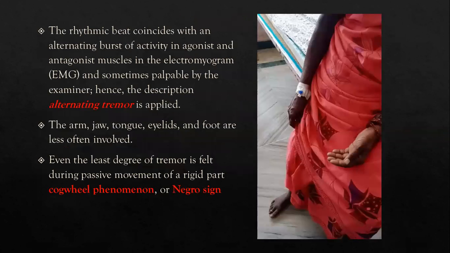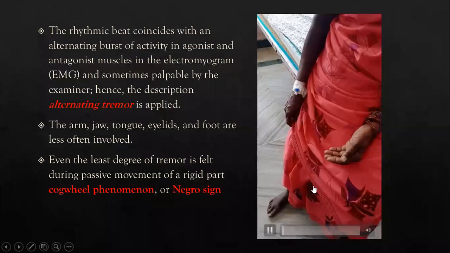The rhythmic beat coincides with an alternating burst of activity in agonist and antagonist muscles in the EMG, and sometimes it can be palpable by the examiner, and hence it is also termed alternating tremor. The arm, jaw, tongue, eyelids, and foot are, however, less involved. Even the least degree of tremor is felt during passive movement of a rigid part, so we call it the cogwheel phenomenon or Negro sign.